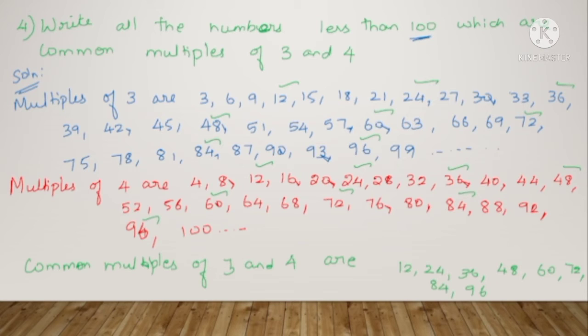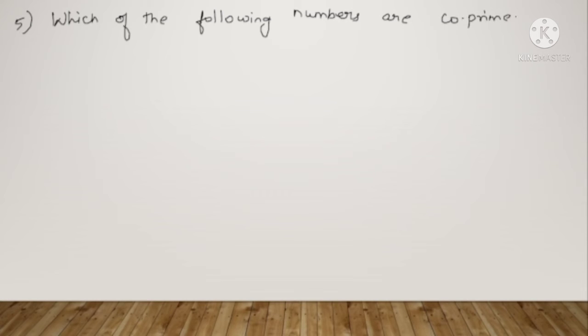Now moving towards the fifth question. Sum number 5. Which of the following numbers are co-prime? First subdivision: 18 and 35.